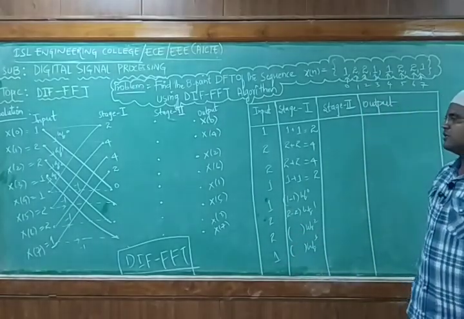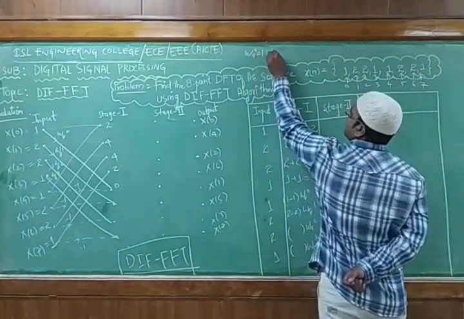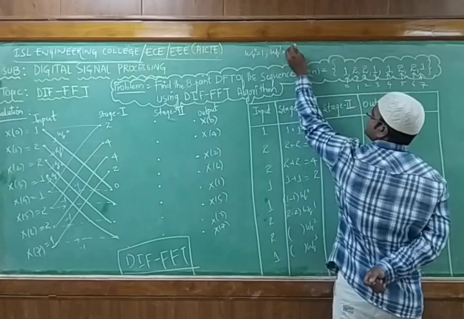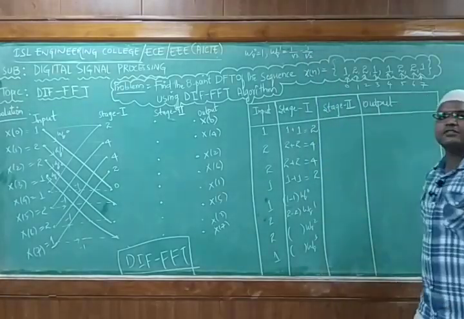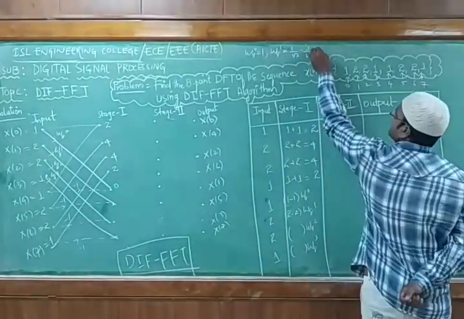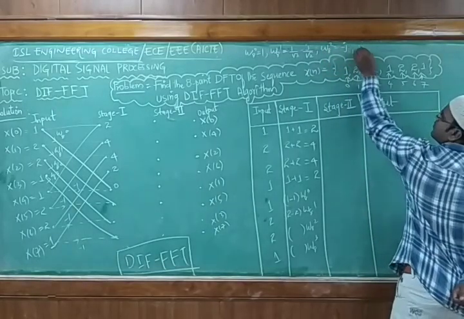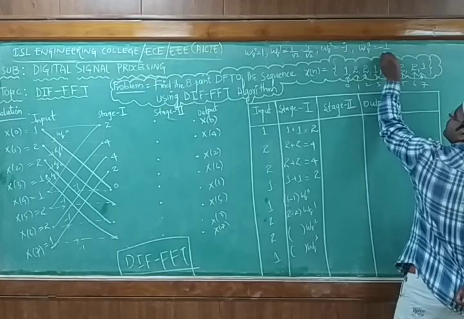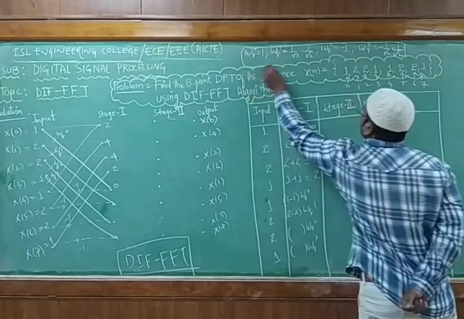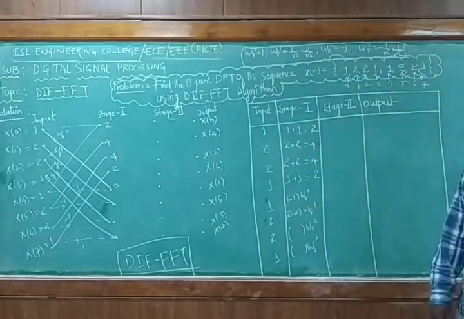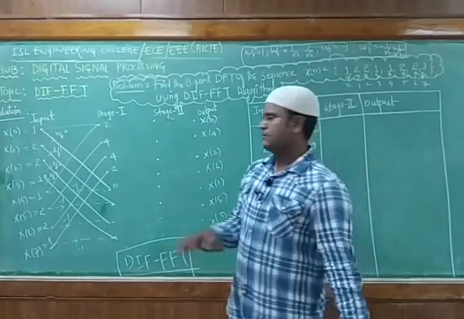Weighting values, weighting sequence. So we know what our weighting sequence is. Omega 8 power 0 is 1. Omega 8 power 1 is what? 0.707, that is 1 by root 2 minus j by root 2. That is 0.707 minus j into 0.707. Then omega 8 power 2 is what? Actually it's 90 degrees, so minus j. So omega 8 power 3 is what? Minus 1 by root 2 minus j by root 2. So these values we need to consider while we are taking this particular problem or any problems related to DIT FFT or DIF FFT.